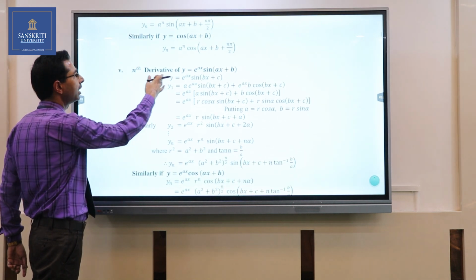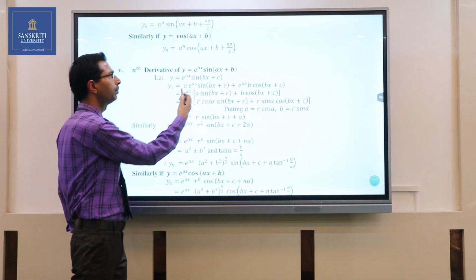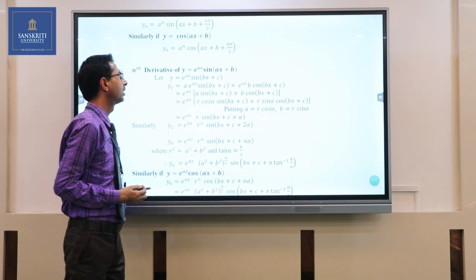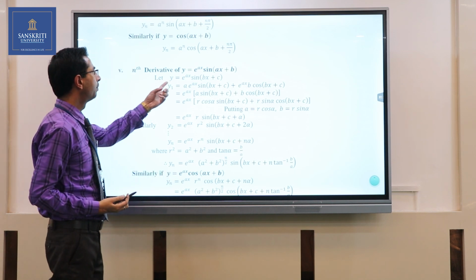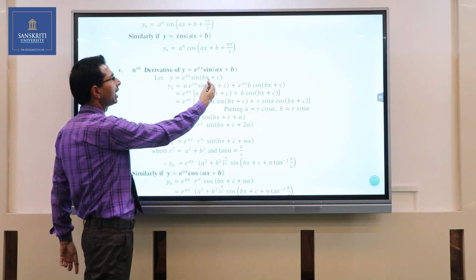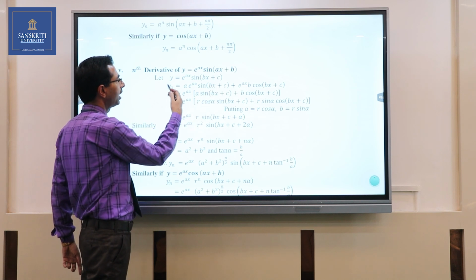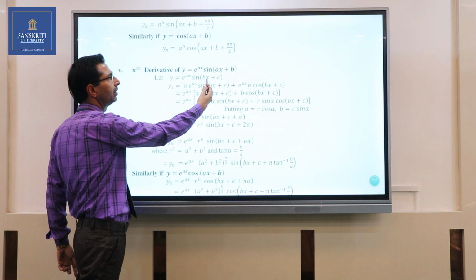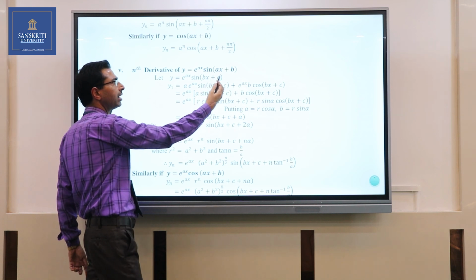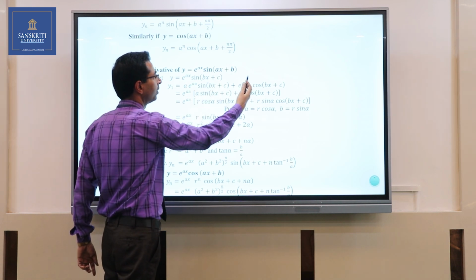Now we find the nth derivative of y equals e to the power ax sin(bx + c). Now you see, first we assume y is equal to e to the power ax sin(bx + c). Then the first derivative is: first function as it is, differentiation of second function, plus second function as it is, differentiation of first function.